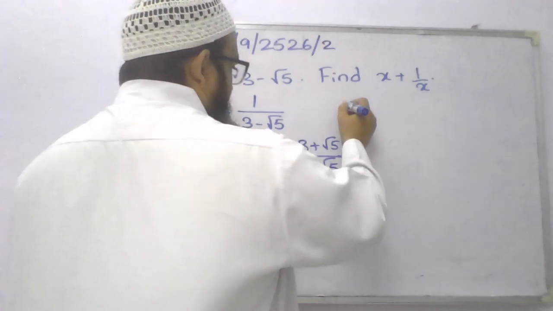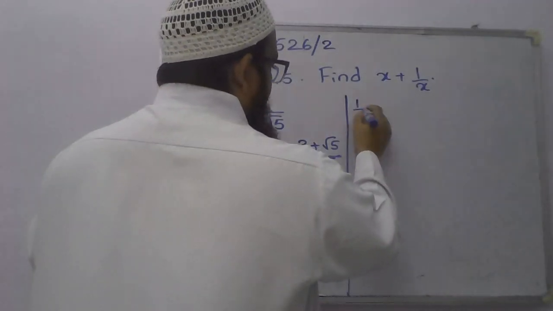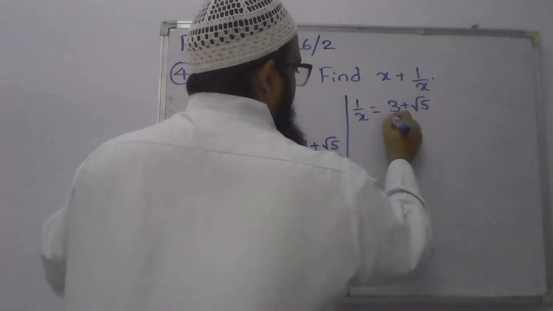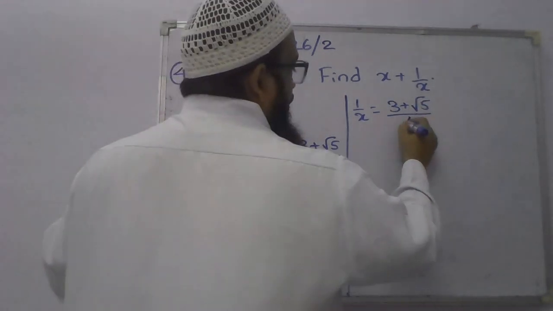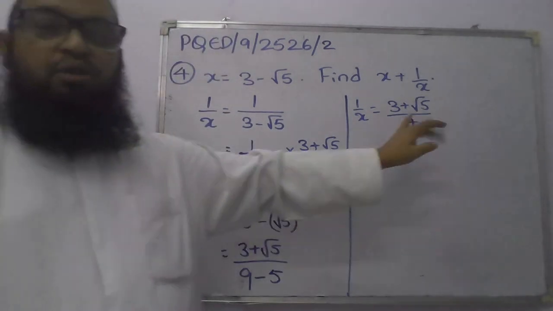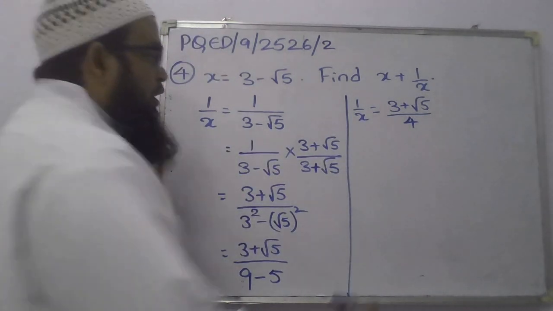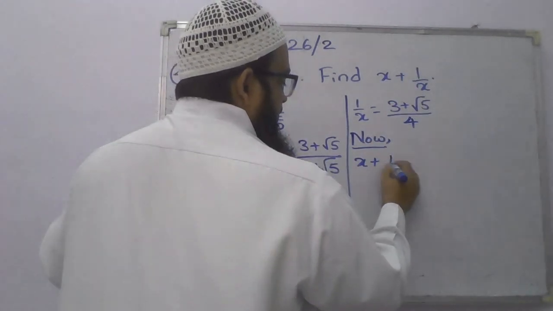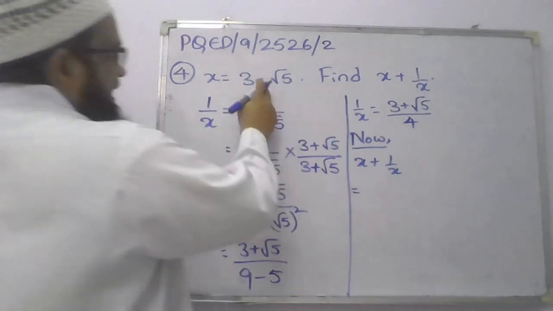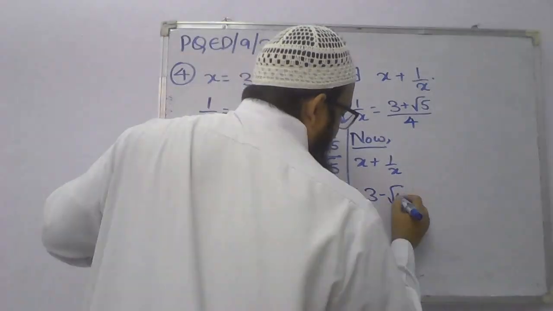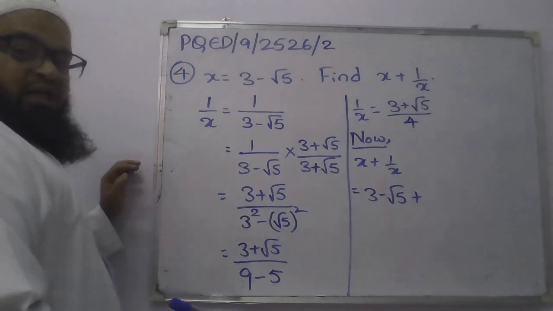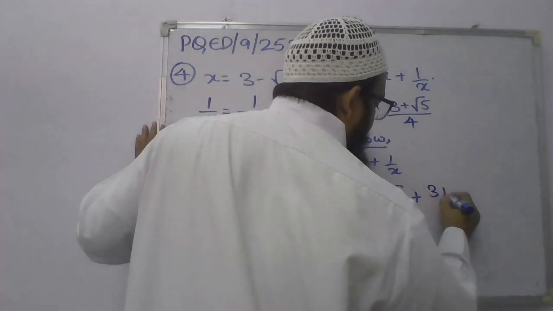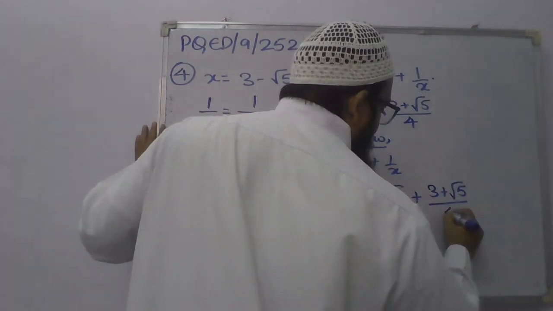So let me do it here. So that 1 by x is equal to 3 plus root 5 divided by 9 minus 5 is 4. So you don't have any common factor. So this is 1 by x. Now what we are actually supposed to find, x plus 1 by x. That is equal to, what is x? 3 minus root 5 plus, and what is 1 by x? 3 plus root 5 by 4, right? So let us write 3 plus root 5 divided by 4.